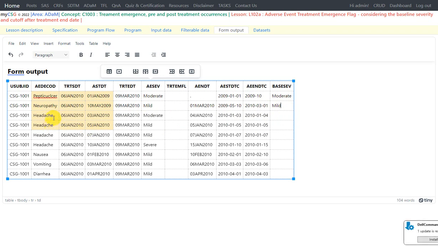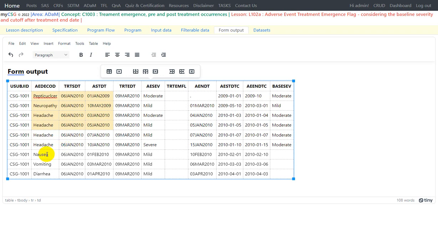For headache, there are two pre-treatment events, one with mild and the second one with moderate. The highest severity here is moderate, so the baseline severity for headache rows will be moderate. It will be populated on all the records of headache. The highest severity seen during the pre-treatment period was moderate, so we are populating it as moderate across all records of headache.